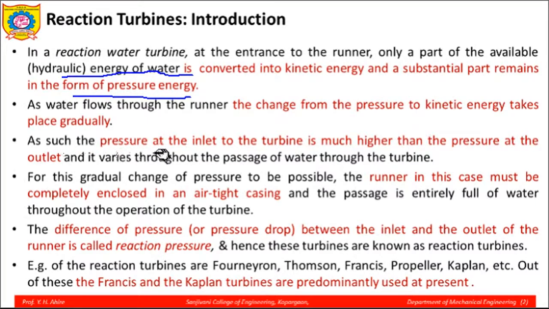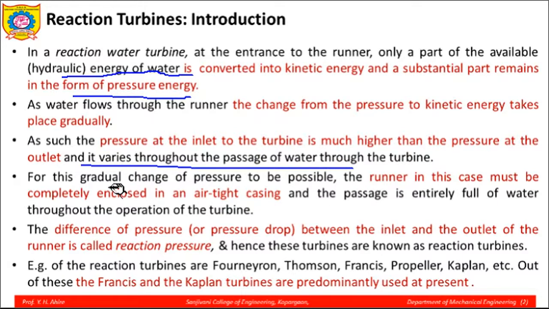Then the pressure at the inlet to the turbine is still much higher than the pressure at the outlet of a reaction turbine, and it varies throughout the passage of water through the turbine. Okay, so it is understood logically. The pressure at the inlet of a reaction turbine would be higher than the pressure at the outlet, and it varies throughout the passage of water through the turbine runner from inlet to outlet.